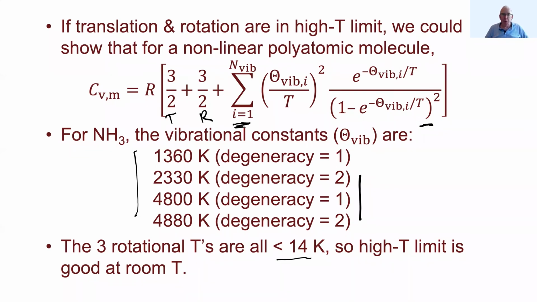That means the available energy is much bigger than the spacing between my energy levels, and that means my high temperature limit approximation should be really good for that, right? So if I wanted to get a value for the heat capacity, I could in fact just use this equation, right? And all I'd have to do is pick an exact temperature number, and then plug these 4 numbers in there with the appropriate degeneracies accounted for, and I would get a value.